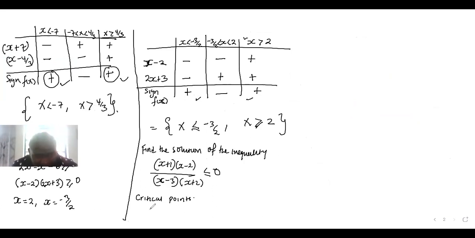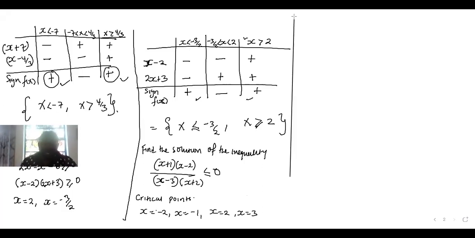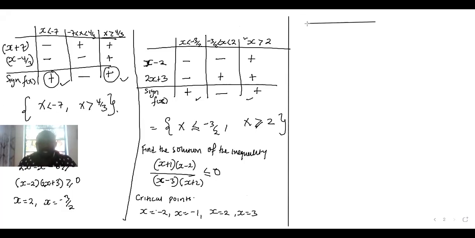So the critical points here are x is negative two, x is negative one, x is two, and x is three. It is better you write these answers in ascending order for consistency when you're presenting in the table. All right? Now, the smallest value there is? The smallest value is what? The smallest value is x is?